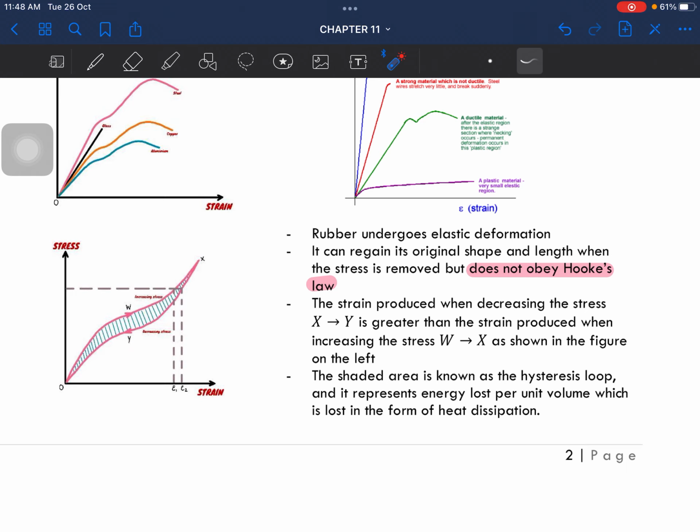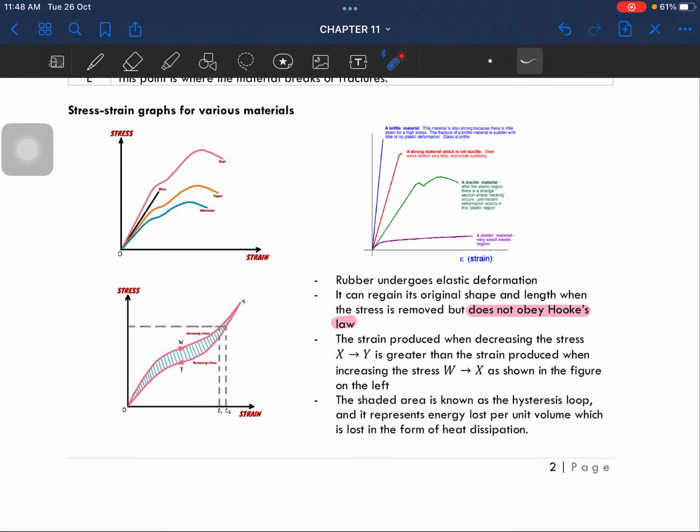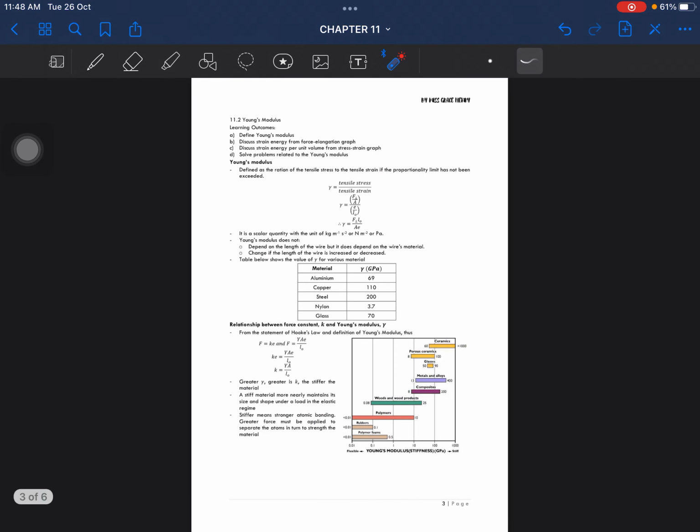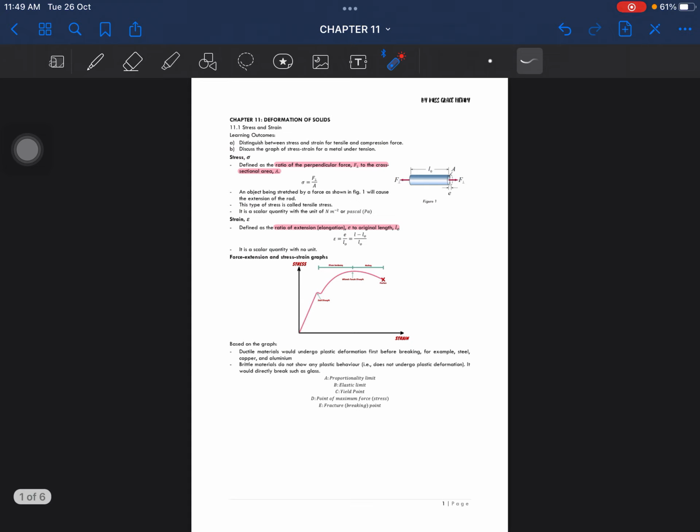The shaded area is known as the hysteresis loop. It represents the energy lost per unit volume, which is lost in the form of heat. Remember, rubber undergoes elastic deformation. Remember the type of loop, which is the hysteresis loop. Alright, that is subtopic 11.1.